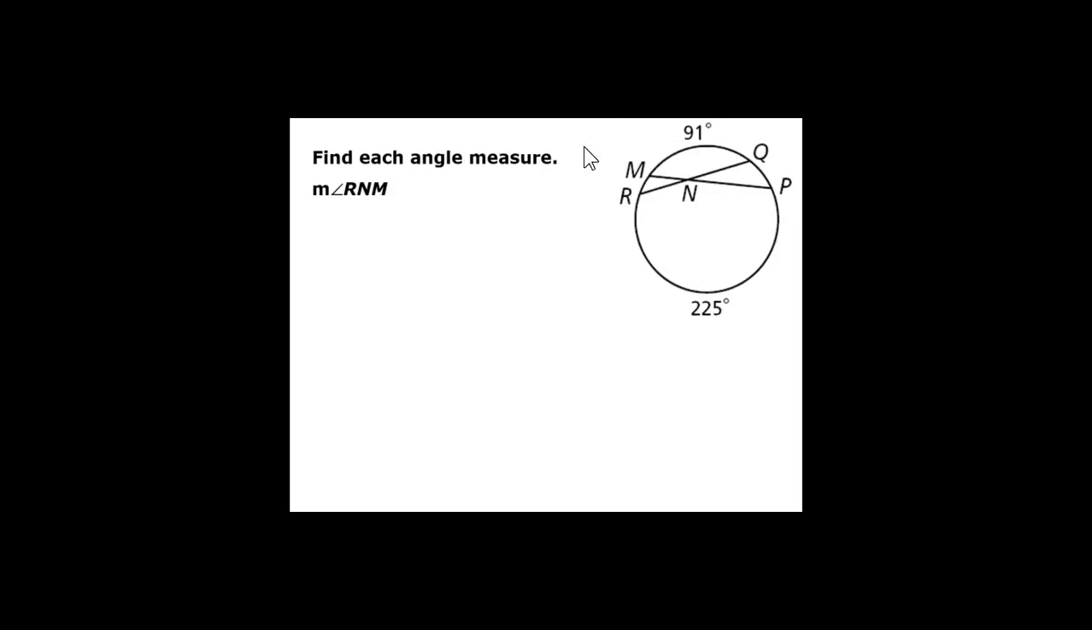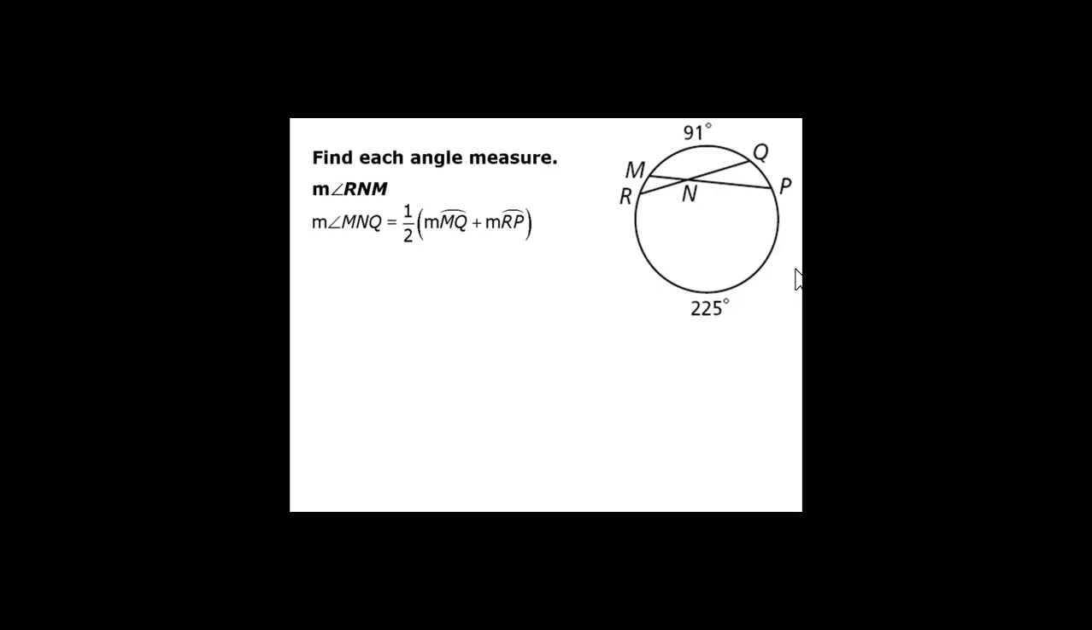In the next problem, we want to find the measure of angle RNQ, which we are not given any information for its intercepted arc, its vertical angle, or the intercepted arc of its vertical angle. But we are given the measure of the intercepted arc of angle MNQ and the measure of the intercepted arc of its vertical angle. So we'll start with that.